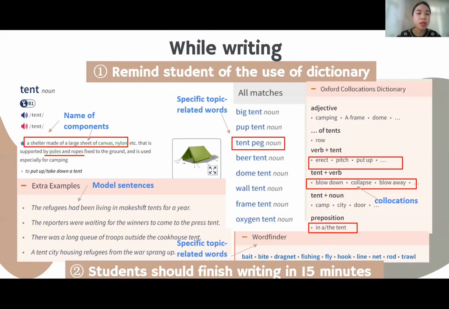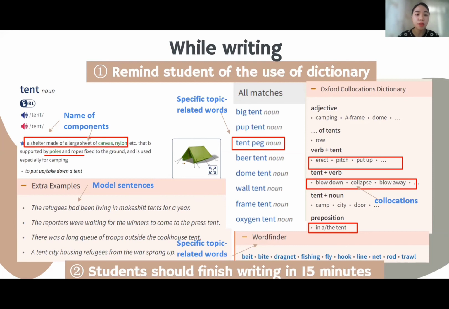While writing, the teacher will first help the students to review the use of dictionary. For example, from the definition of objects, students can know the exact name of its components, and from the Oxford Collocation Dictionary column, students can learn collocations of different parts of speech. For example, when describing the process, they can say pitch a tent, and when describing the problem they encountered, they may say the tent was blown away by a strong wind or the tent collapsed. And they can also say there is a blah, blah, blah in the tent.